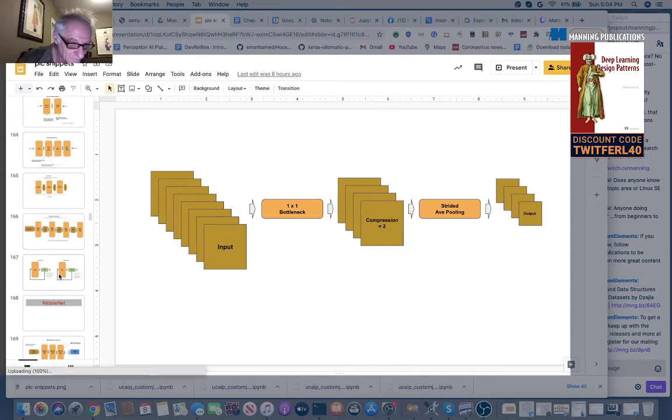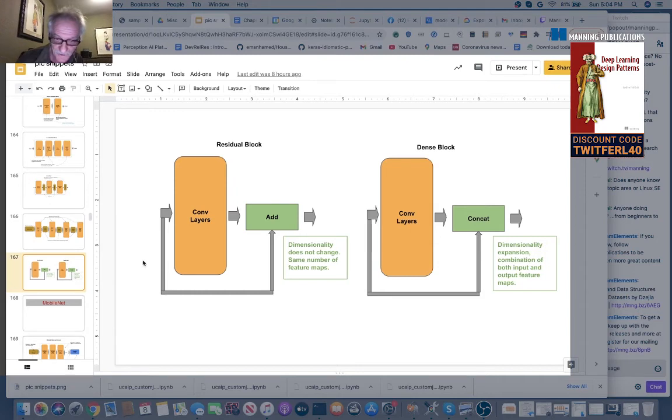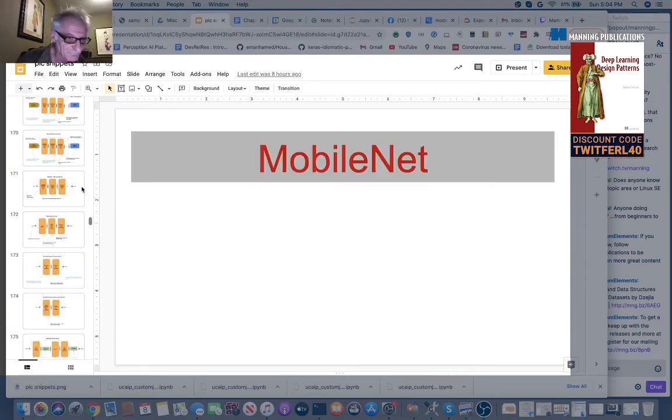Okay, just looking to see if there's anything more. That's just a comparison. I have pictures for everything here.